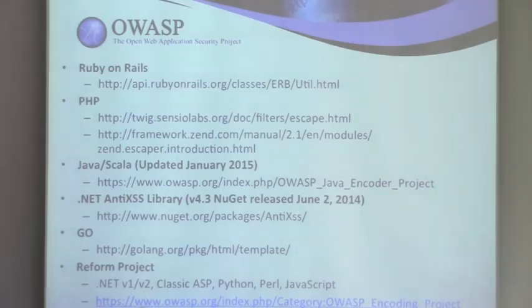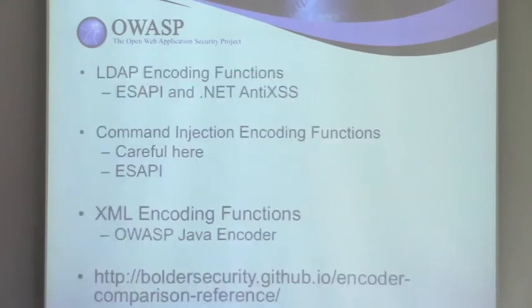And there's an old-school OWASP reform project for legacy encoding, like for Perl and stuff like that. And there are also other injection issues, like LDAP encoding. There's some in ESAPI and Anti-XSS. There's command injection encoding. Be careful here. Just don't run OS commands through a web app. XML encoding functions for doing XML processing in the browser. And Boulder Security has a great encoder reference implementation I ran across recently.